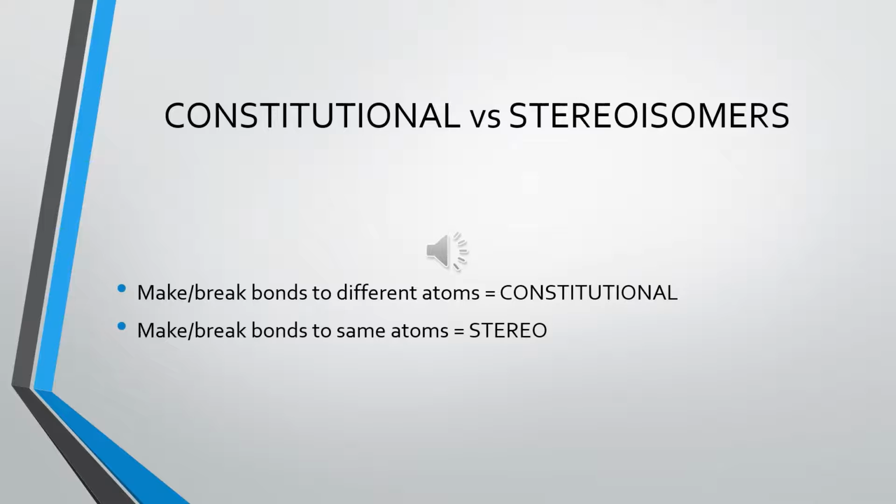Let's first look at the difference between constitutional and stereoisomers. We said that for two or more substances to be categorized as constitutional isomers, their interconversion requires making and breaking bonds to different atoms, whereas to qualify as stereoisomers, their interconversion can be done by making and breaking bonds to the same atoms. So let's see what this actually means.